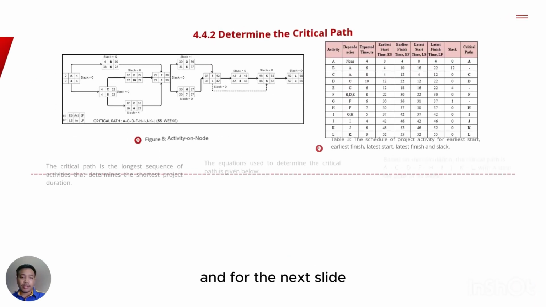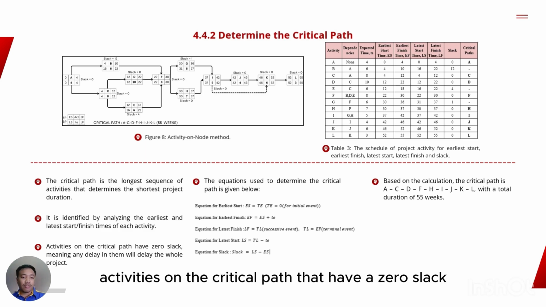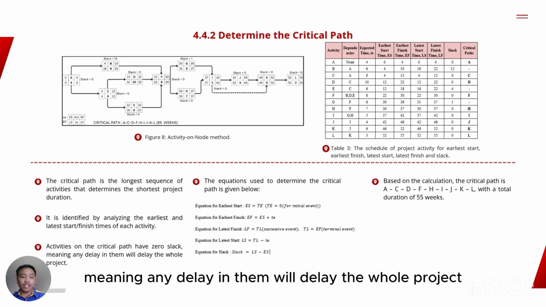And for the next slide, which is to determine the critical path, as you can see, we are using an activity on node method. Critical path is the longest path sequence of activities that determines the shortest project duration. It is identified by analyzing the earliest and latest start and finish time of each activity. Activities on the critical path have zero slack, meaning any delay in them will delay the whole project.